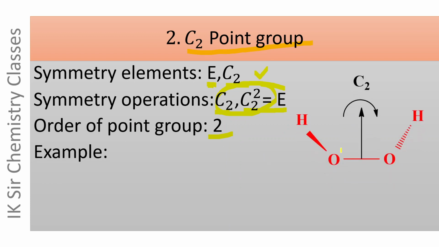H2O2 having open book structure. This molecule contains identity and this C2 axis of symmetry. If this molecule is rotated about this axis by 180 degrees, a similar orientation will be obtained.